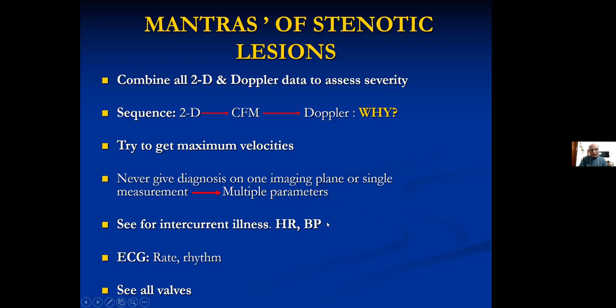And as will also be pointed out by others, always record the heart rate and blood pressure in your findings. Today you may be doing an echo at a certain blood pressure and heart rate. If after 6 months somebody does an echo with a different heart rate and BP, possibly the findings may be different. And always have an ECG, no echo without an ECG. Always see all the valves, not a single valve alone.